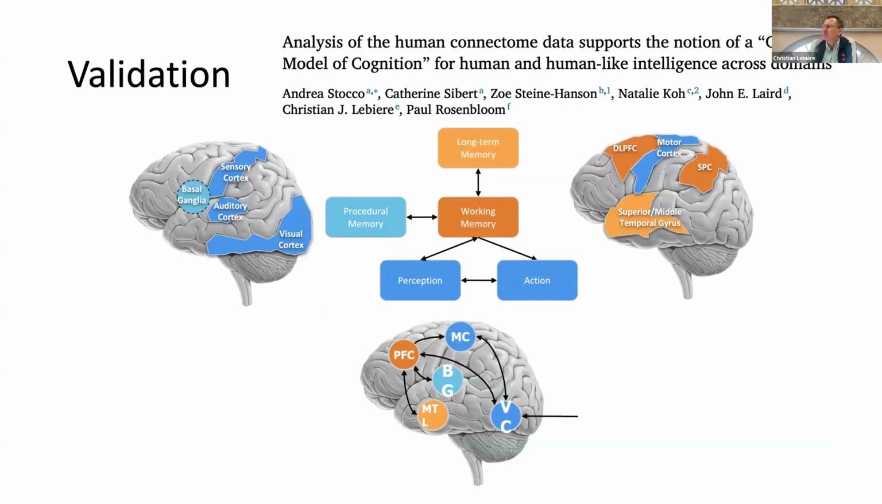And so one of the things that we did, and one of my colleagues, Andrea Stocco, has led that effort, is to take that structure of the common model that is shown there at the center, and to map it on the brain, the various structures of the human brain, and then use neuroimaging data as a way of validating that architecture.